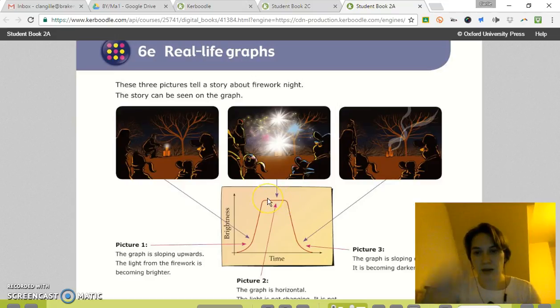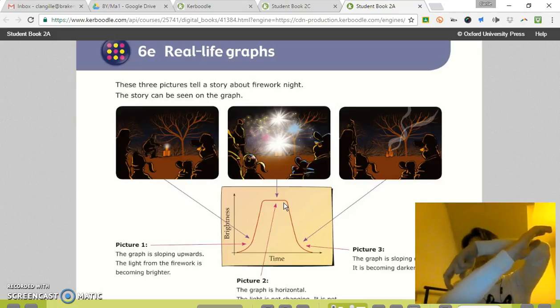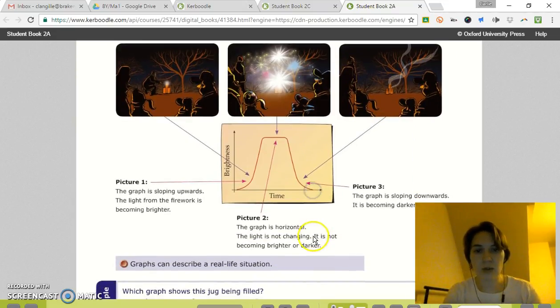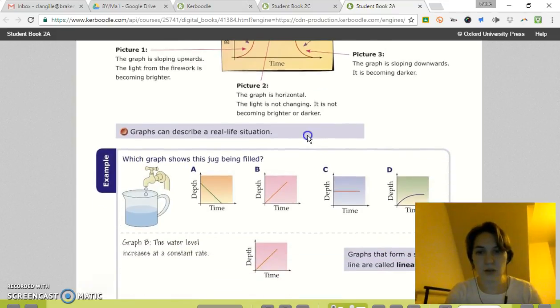Now, if we look here, we get to a point where the graph is straight across, right? And that means that nothing is changing in terms of the brightness. So once it kind of explodes, nothing really changes, okay? And then at a certain point, the lights from the firework are going to die down. And if it looks like you could ski down it, so if you were a little skier man skiing down it, that means that we have a downward slope, okay? And that means that things are settling down, all right? So we can translate each graph into a story.